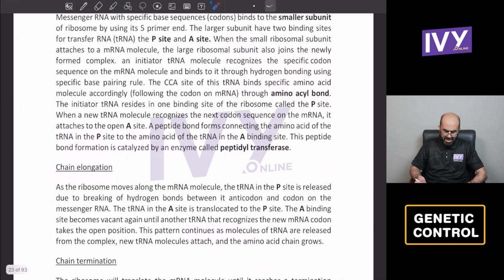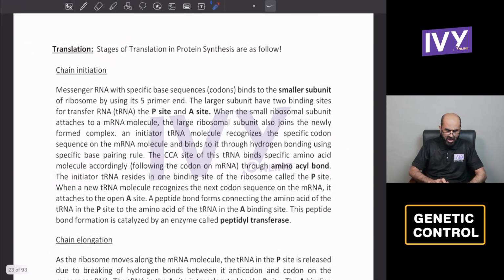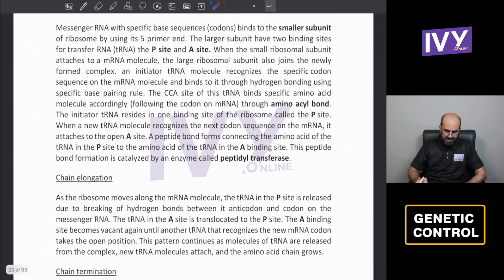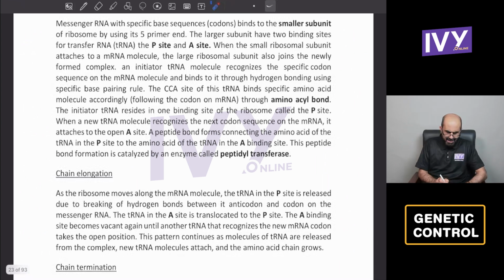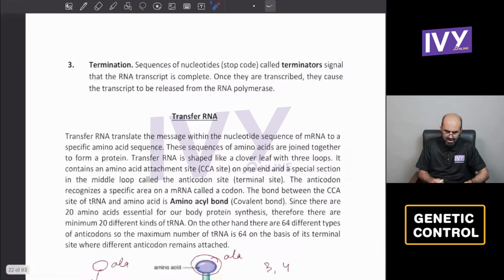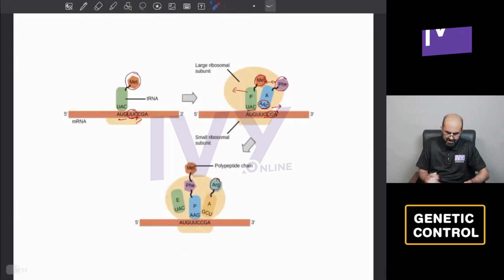Now what's going on next? Chain elongation. This was chain initiation, how the polypeptide chain is started following the starting codon and the initiator tRNA. As the ribosome moves along the messenger RNA molecule, the ribosome moves one step ahead. How? One step ahead means, like here.